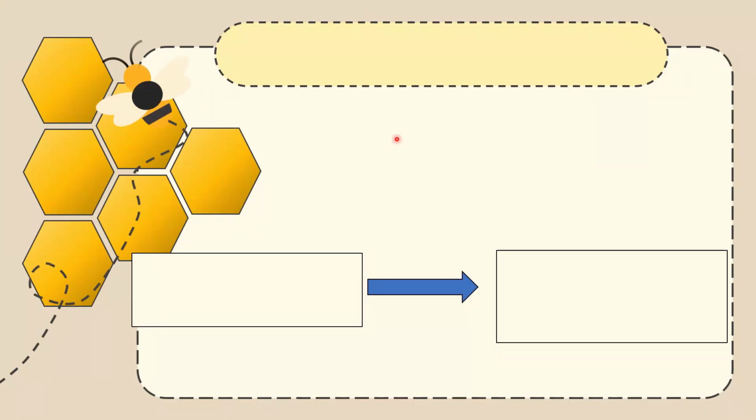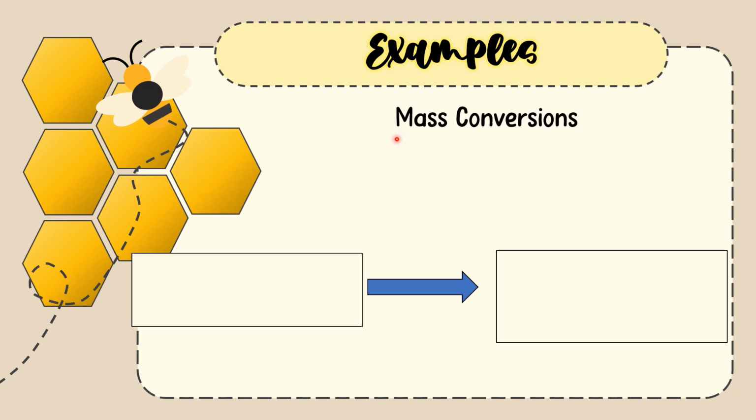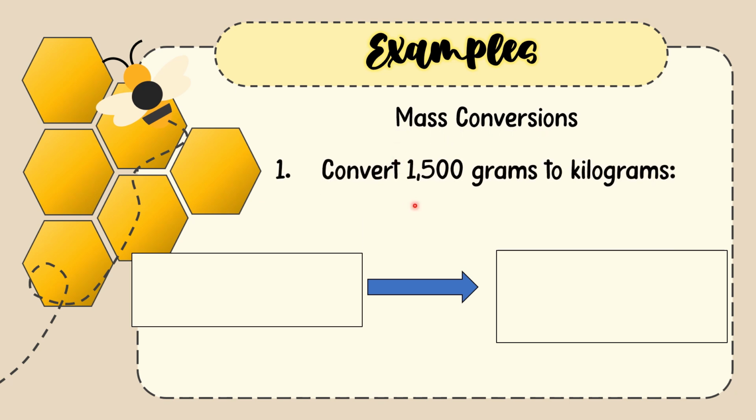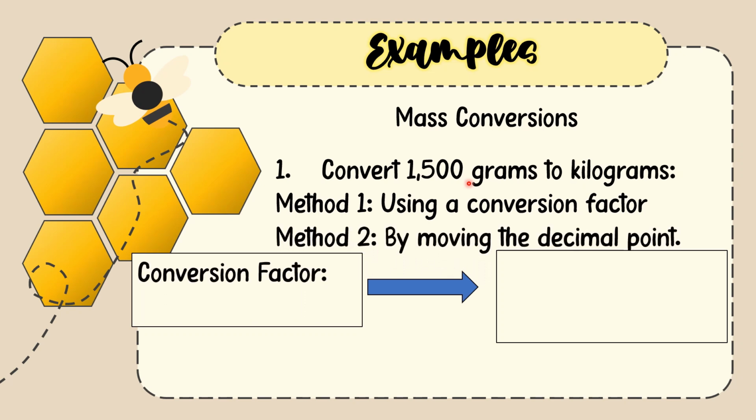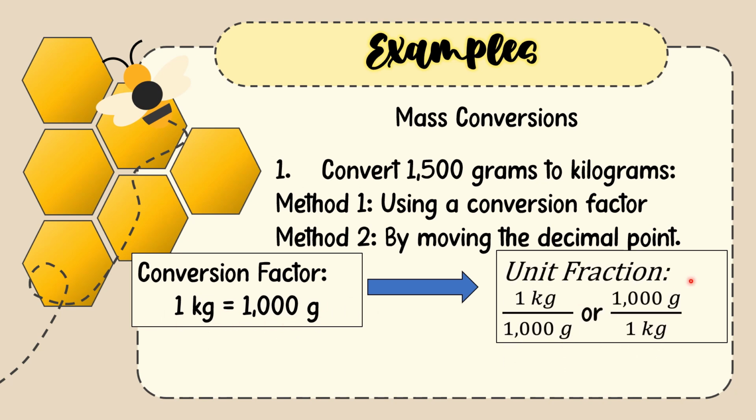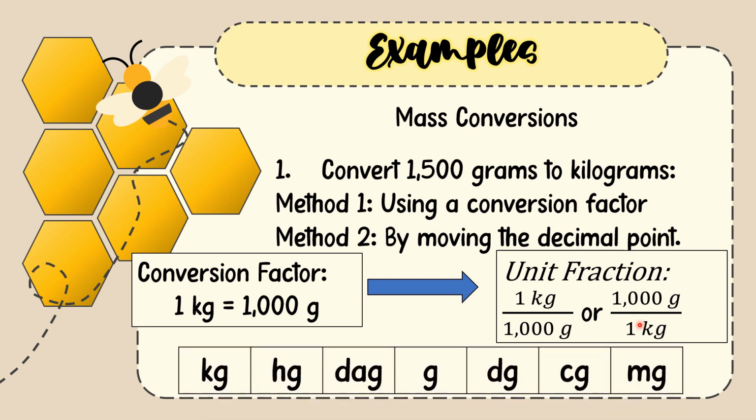Now let's proceed to the first example for mass conversions. So we have here, convert 1,500 grams to kilograms using the same two methods. And here is our conversion factor. We need to remember that 1 kilogram is equal to 1,000 grams. And for unit fraction, that is 1 kg over 1,000 grams or 1,000 grams over 1 kg rather. And for method 2, we are going to use this table for mass conversions.